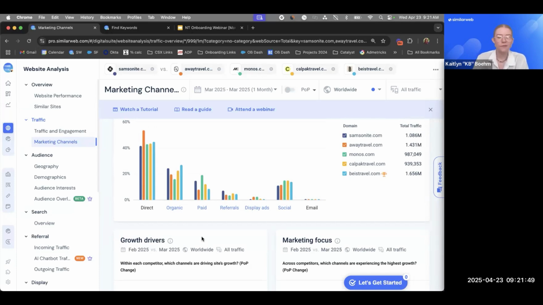So direct traffic means if they simply went to, let's say, Samsonite.com or awaytravel.com, they typed it into their browser and that's it. They don't go through any other channels. Literally just Samsonite.com, easy peasy. We also have organic search or SEO. And then we have paid search, which is called PPC, which is pay per click.